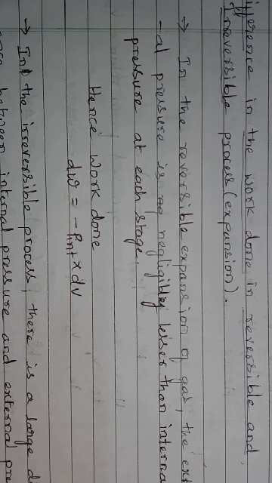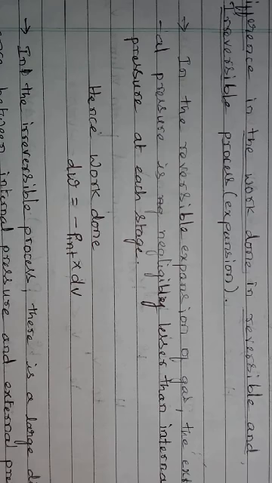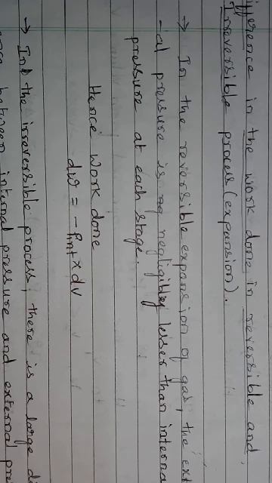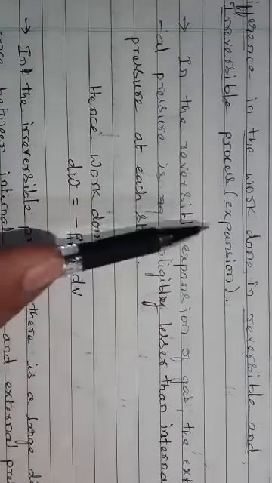As you know, in a reversible process, the difference between the pressure of the gas and the pressure outside the cylinder, that is P external and P internal, is very small, and at each and every stage the difference is negligible. So the work done is given by dW equals minus P internal into dV.